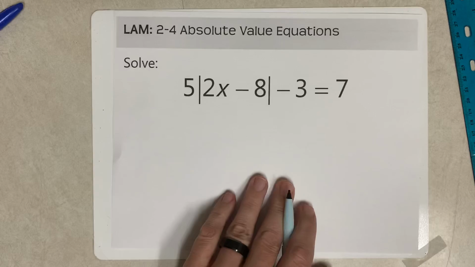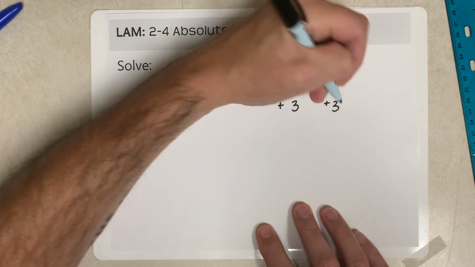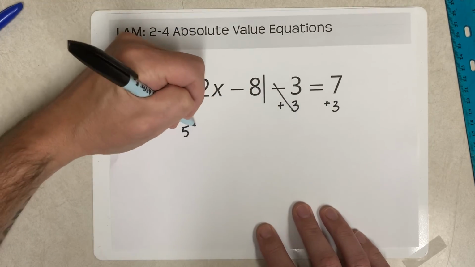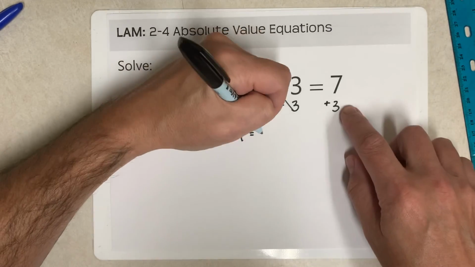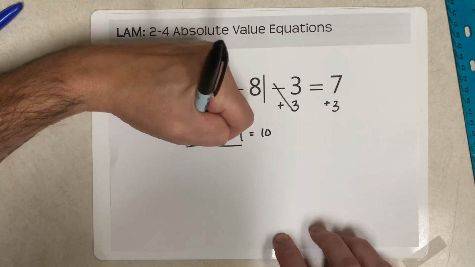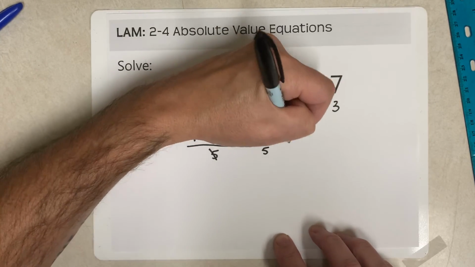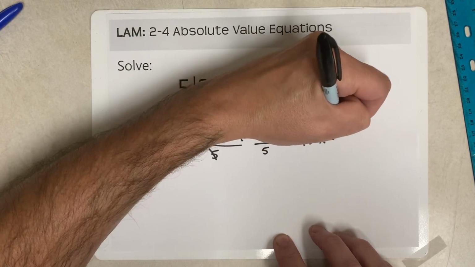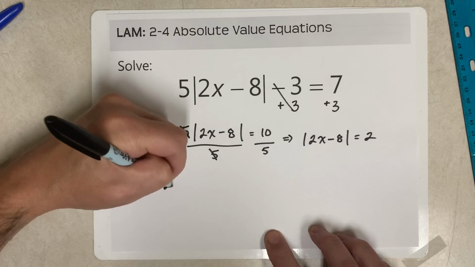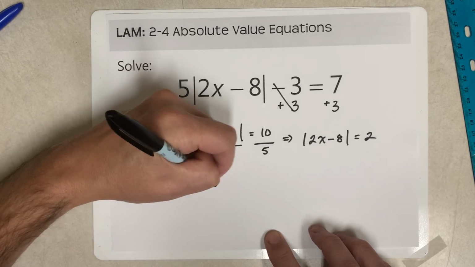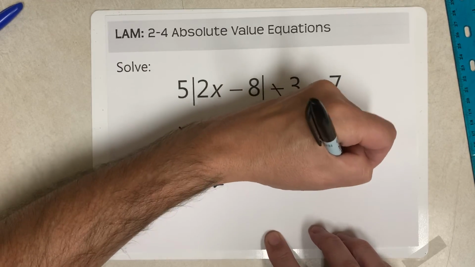And our last example, no different. Just practice. Add 3, cancel those guys. 5 times 2x minus 8 absolute value is equal to 7 plus 3 is 10. Divide by 5. Cancel, cancel. So we have absolute value of 2x minus 8 is equal to 2. So we have two solutions. Again, 2x minus 8 is equal to 2. And second one, 2x minus 8 is equal to negative 2.